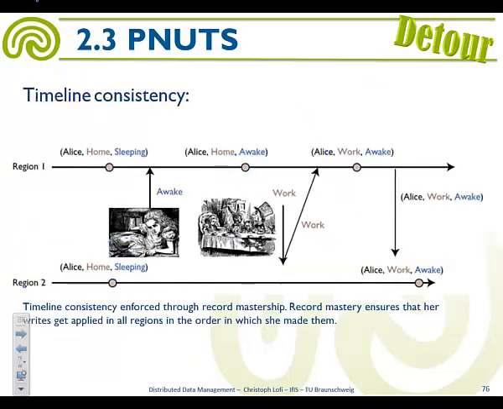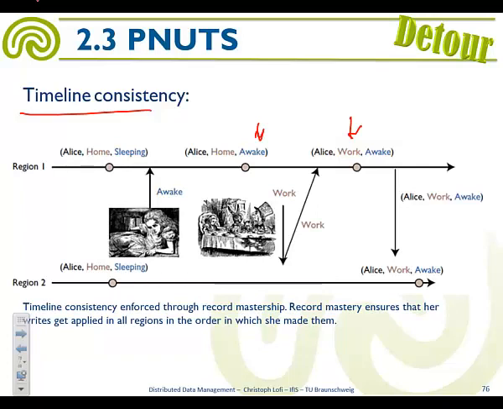So how it works, just think about a social network application and how they deal with the fact that you have to replicate updates to the different data centers. And how they solve the problem is, in Peanuts, you have the notion of timeline consistency, which means that, for instance, Alice is at home, sleeping, and she updates that now she's awake, and now that she's at work. And you have to ensure that this is serialized.